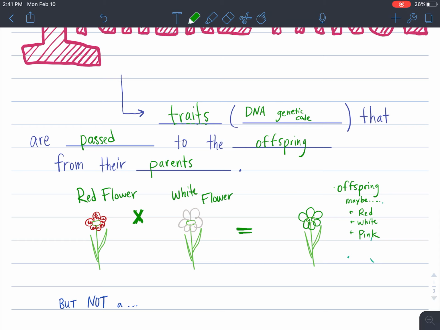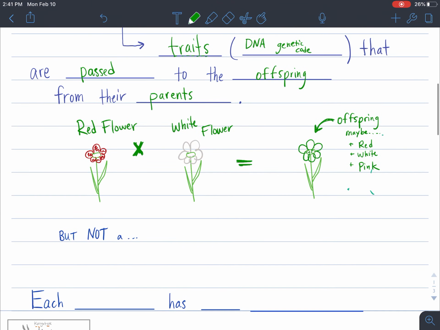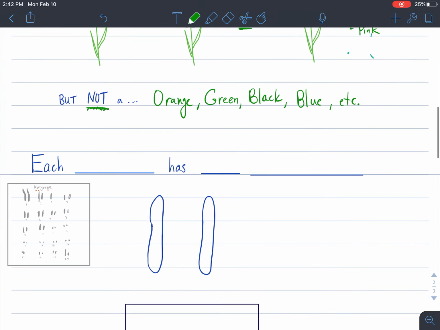Because the offspring is going to have a combination of traits that are related to the parents. So the offspring we would expect to be red, white, maybe even pink, but not orange or green or black or blue, etc. What I mean by this is that the baby won't have traits that the parents don't have. So let's learn about why that is and how this all happens.